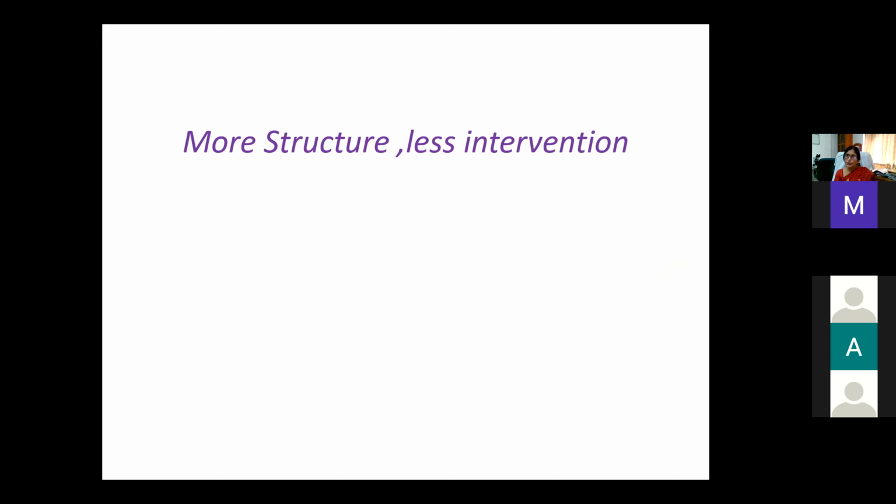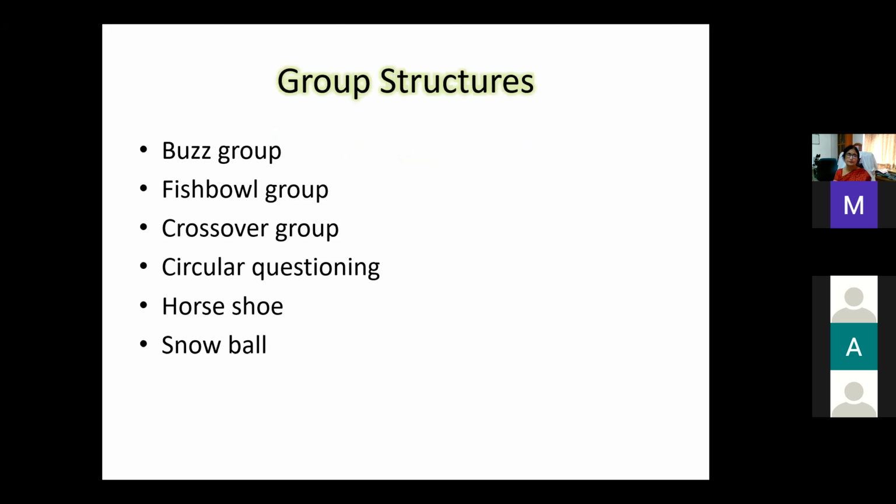So you should know what the different types of groups are, because every time you cannot have a similar type of group discussion. So depending on the topic, depending on the situation, depending on the number of participants, we can have different types of group structures. So what are these group structures? These are different types of groups, like buzz groups, fishbowl groups, crossover groups, circular questioning, horseshoe and snowball.